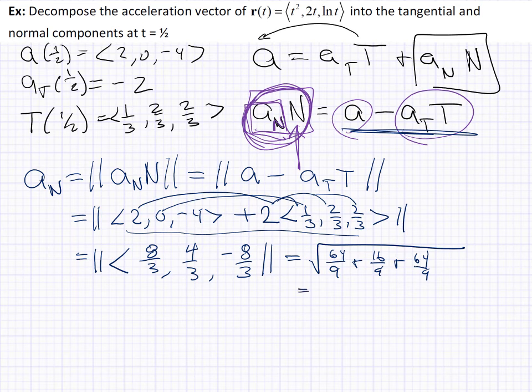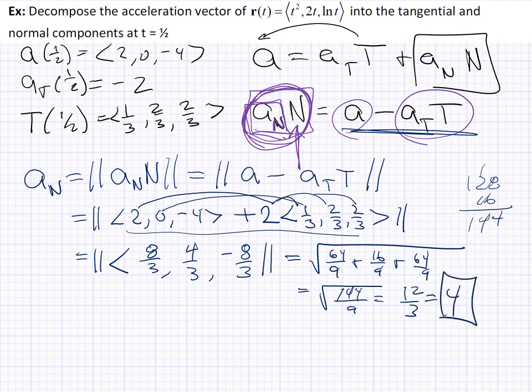So what's that going to be? The square root of, what's over 9? 64 plus 16 plus 64, it's 128, plus 16, I'm really doing this slowly here. What do we got? 144, oh, that's nice, because the square root would give us 12 over 3, so 4. So there you go. That's a sub n. Okay?